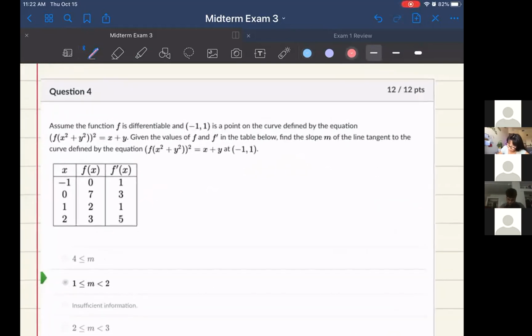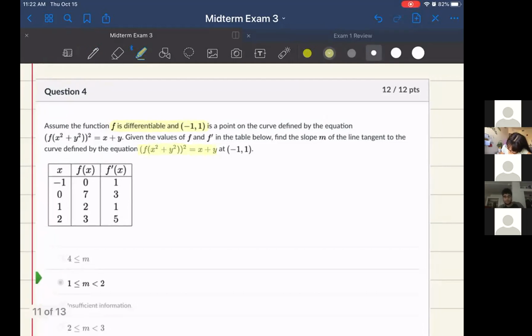All right, let's see. Assume the function is differentiable at that. And since it's differentiable, we know it's continuous. Defined by the equation of that, whatever that is. So we're trying to find the slope of the line tangent to the curve. So we're just trying to find the derivative of the function at the point (-1, 1).